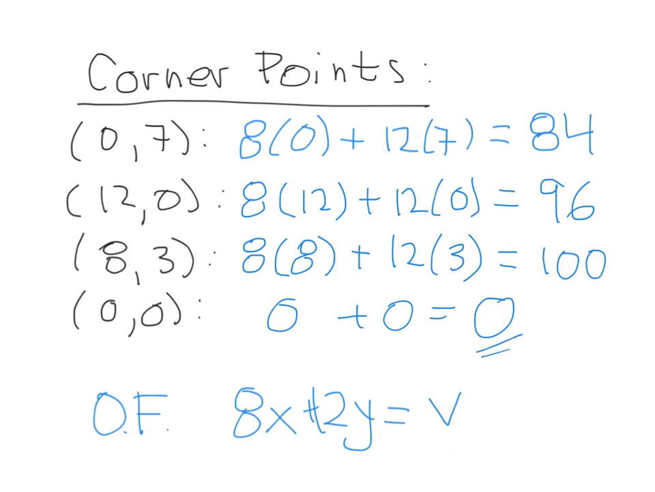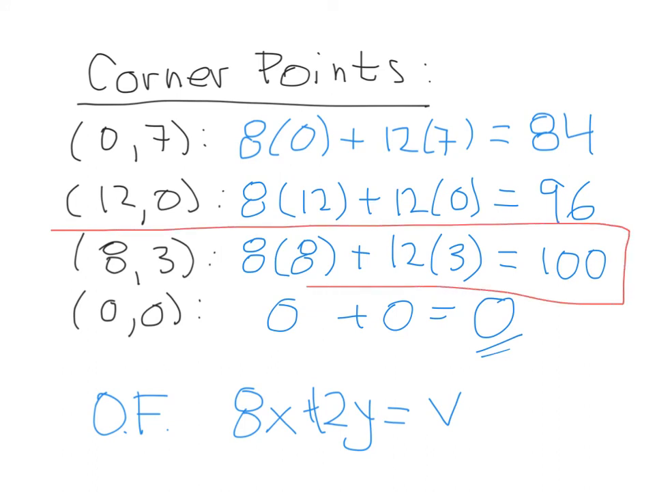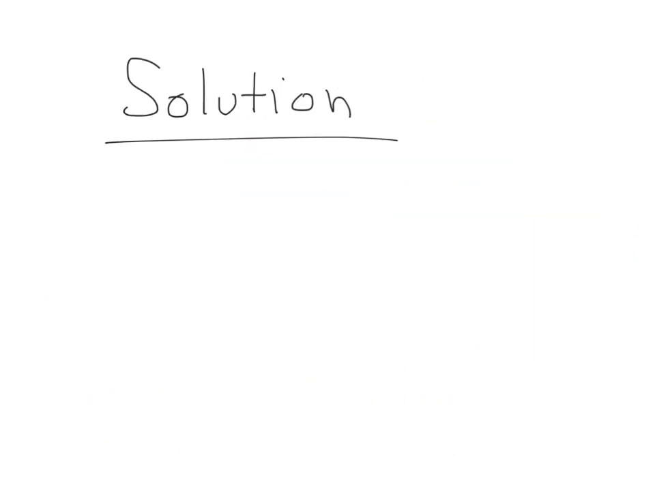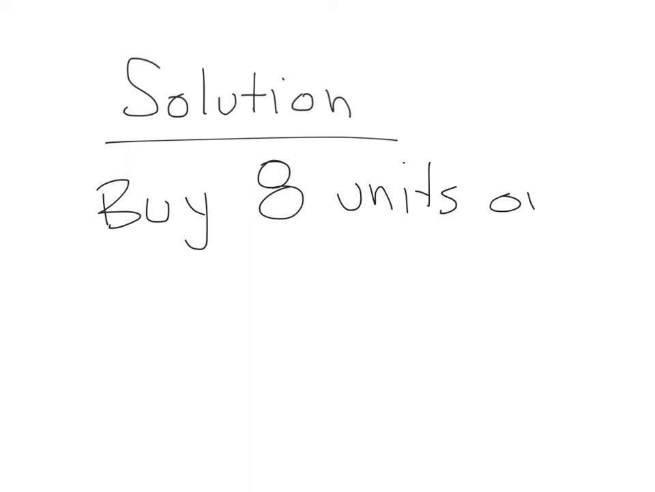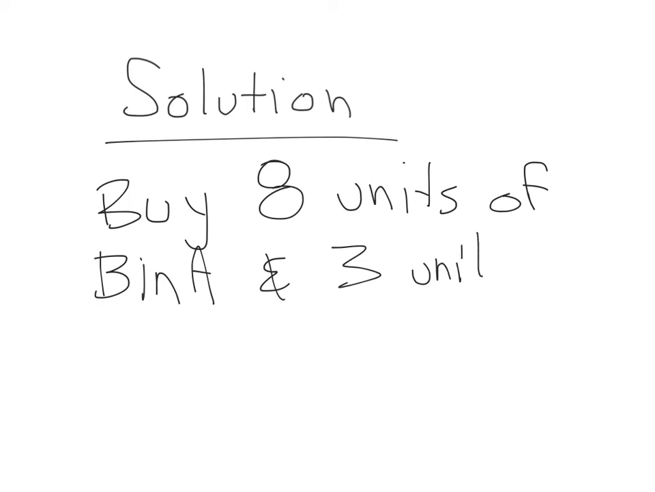What we wanted was the maximum amount of items to store. So what we want to do as a solution is buy 8 units of bin A and 3 units of bin B.